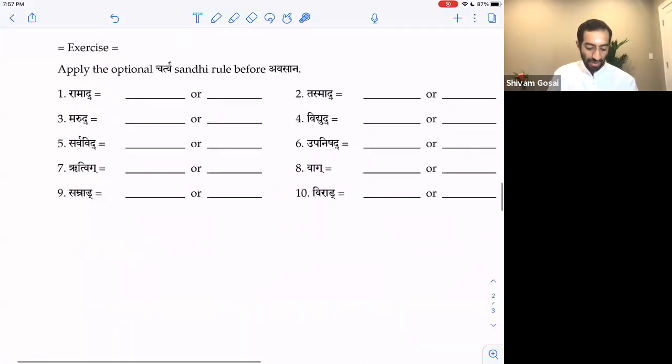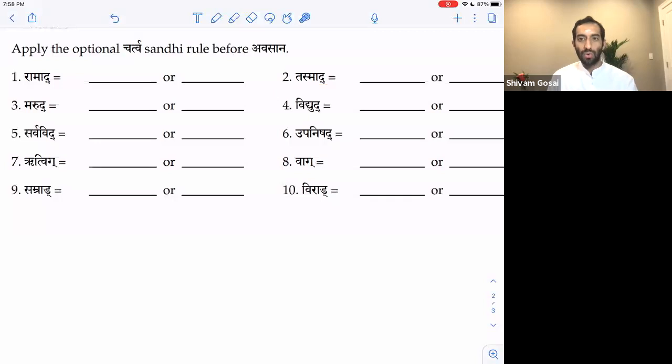And we've seen this actually a lot of times. Remember, what's 5-1? Ramat. It can be Ramat or Ramad. Marud or Marut. Tasmad or Tasmat. Vidyud or Vidyut. Upanishad or Upanishat. You'll see both. Mundakopanishad or Mundakopanishat. Because of this rule, either can be applied. Vag or Vak, etc., etc.